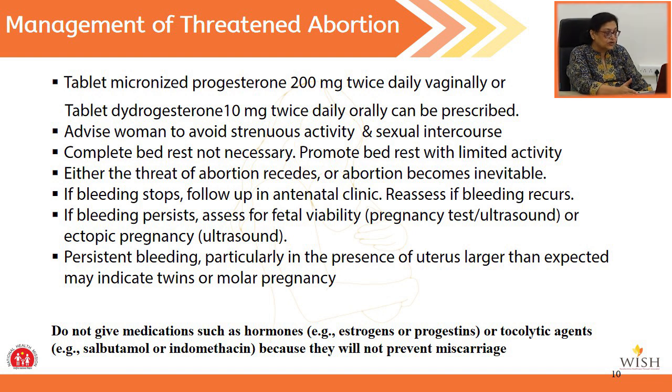If the bleeding has stopped, then you just follow her up in the antenatal clinic. If bleeding persists, get an ultrasound done, check for fetal viability, or check if it is a possible ectopic pregnancy. Persistent bleeding, particularly in the presence of uterus larger than expected, may indicate twins or molar pregnancy. This would be confirmed on an ultrasound.